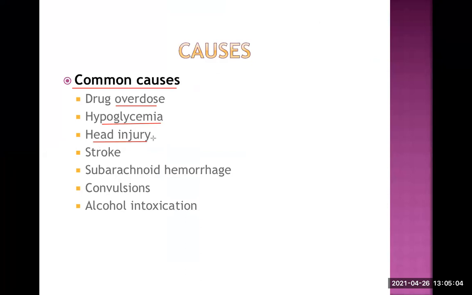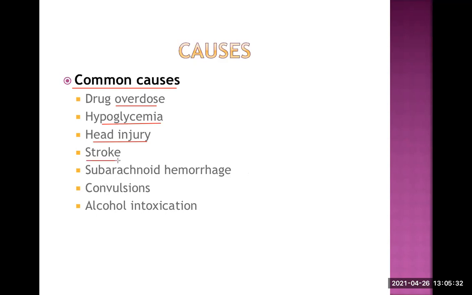There may be collection of blood clot in different parts, okay, or different spaces. Extradural hemorrhage may be there, subdural hemorrhage may be there, then subarachnoid hemorrhage may be there, okay, intraventricular hemorrhage may be there, and intraparenchymal hemorrhage may be there. All of them are associated with raised intracranial pressure, and that can lead to coma.